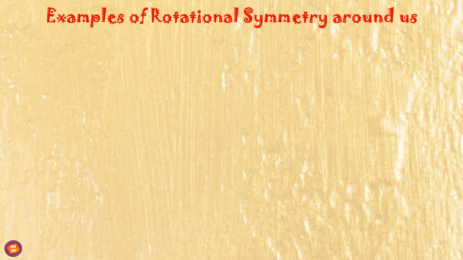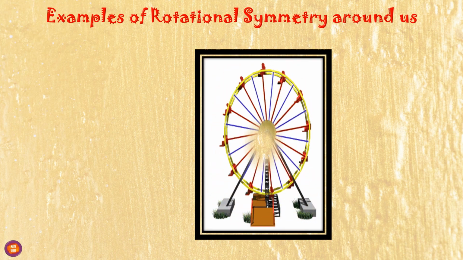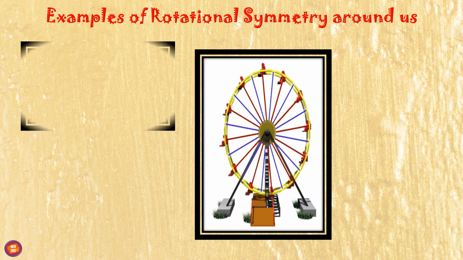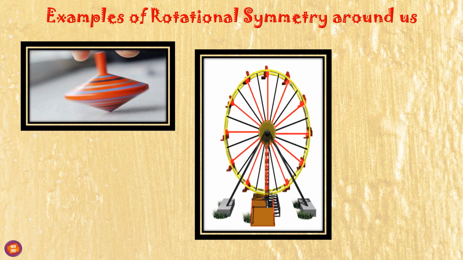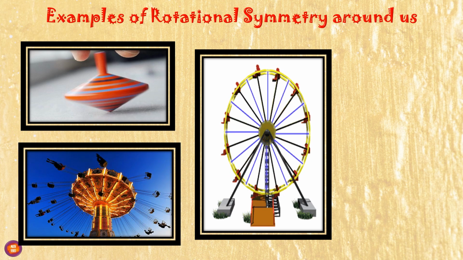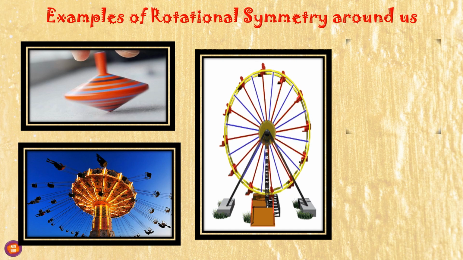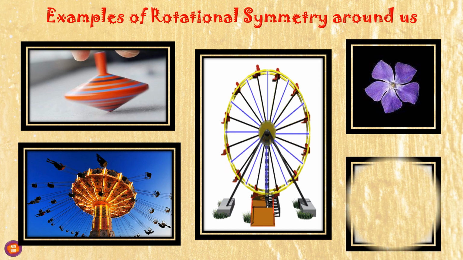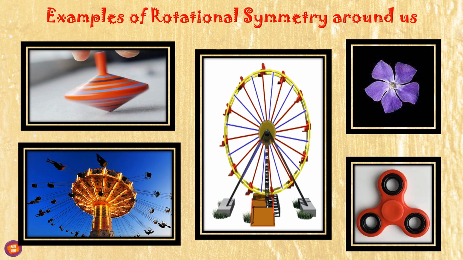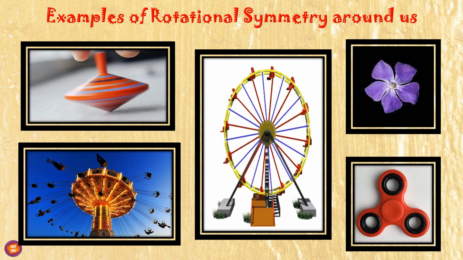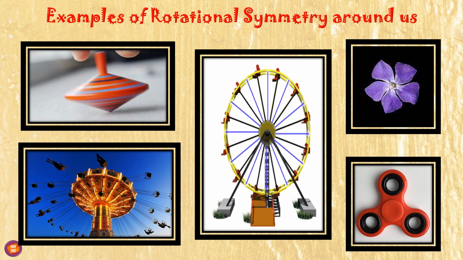Some examples of rotational symmetry around us. A very common example you must have seen, even the London Eye, looks like a rotational symmetry example. Next is this one, again your famous toy. This ride, of course you must have taken it if you're not scared of rides. This flower and spinner. Yes, a spinner is an example of rotational symmetry. Now you have to find out what its center is and what its order is.